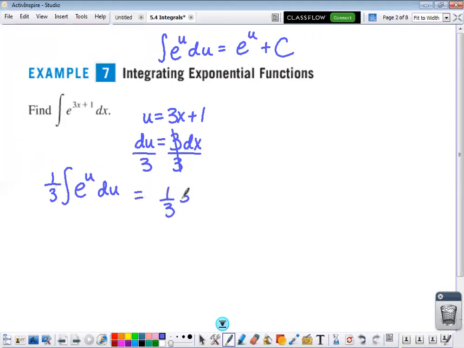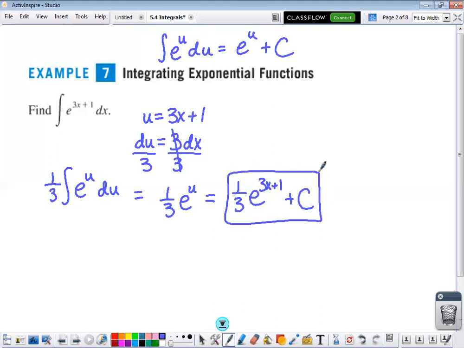You're trying to get something into the form of the integral of e to the u. So 1/3 e to the 3x plus 1. This is just going back and subbing in what our u was. Don't forget the plus c.